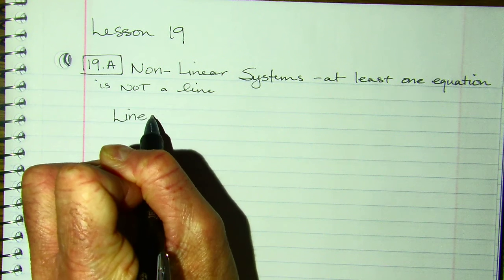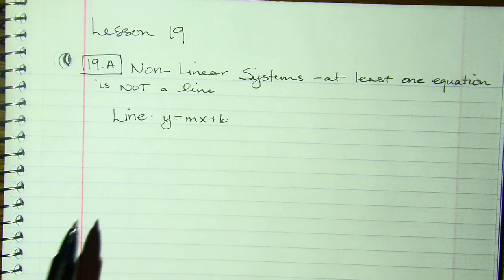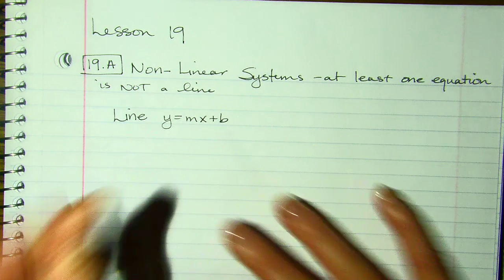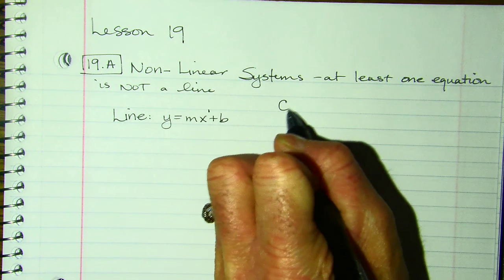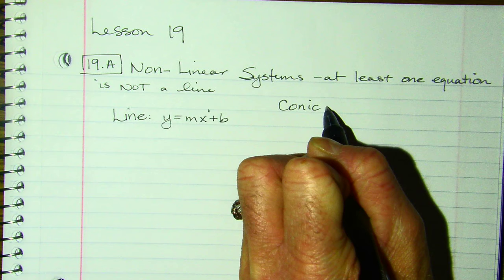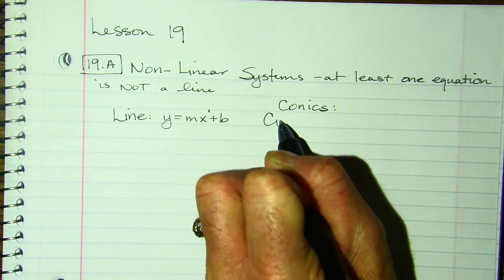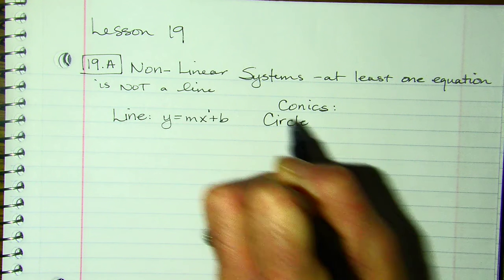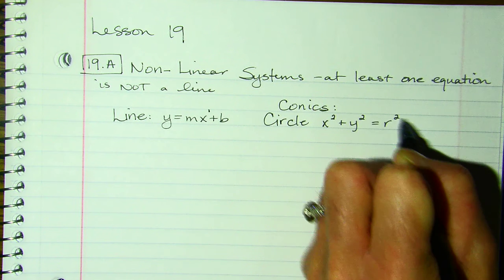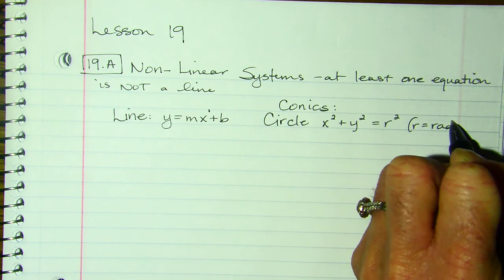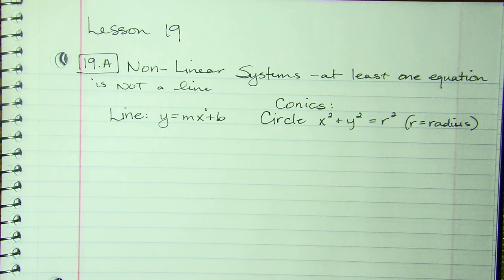You should be able to recognize a line, y equals mx plus b. What makes it linear is that it has a degree of 1. Now, let's review some conic sections so you remember what those look like. So here are our nonlinears that you could see. A circle, standard form of a circle is x squared plus y squared equals r squared. And just review, r is your radius. Okay. So notice the degree on both x and y is squared.